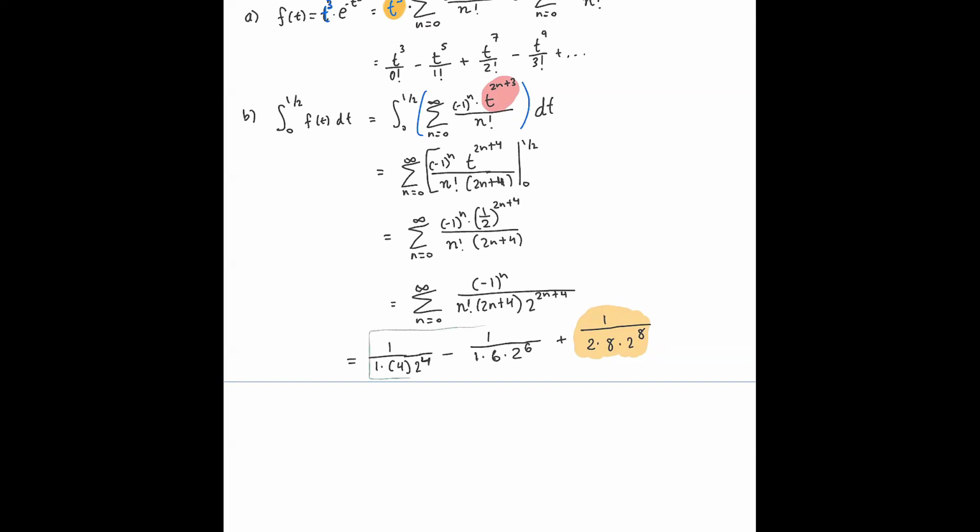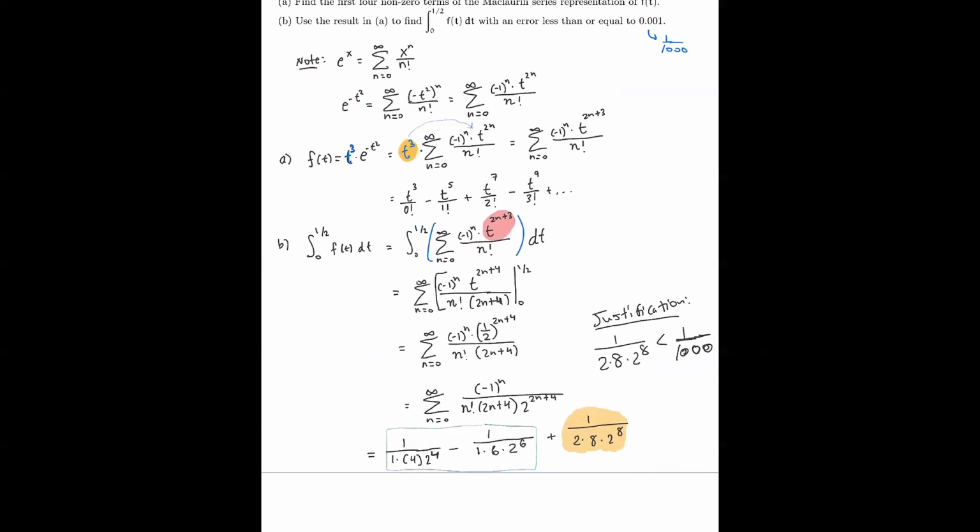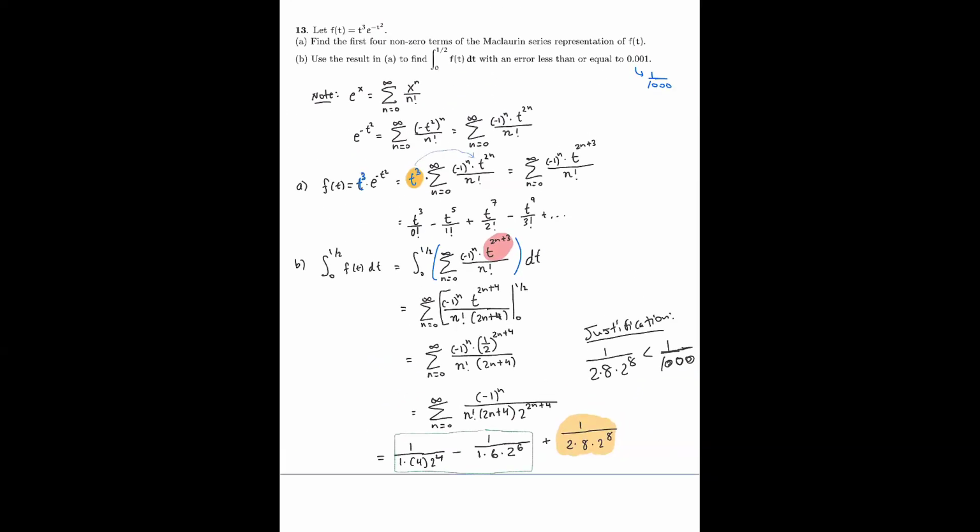So note that the answer is just this. This is the answer for that problem, but our justification is that this term right here, 1/2 times 8 times 2 to the 8th, is less than 1/1000. Like that. I guess the error could be less than or equal to. In this case, the question said that it's allowed to be less than or equal to that, so it doesn't have to be strictly less than that.